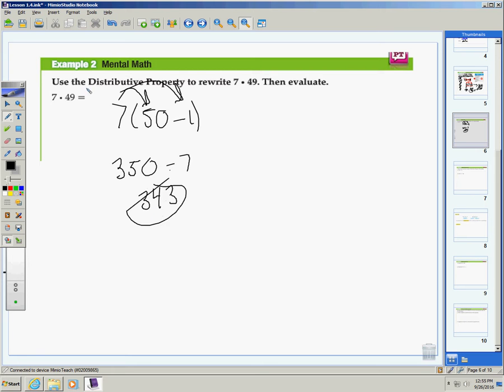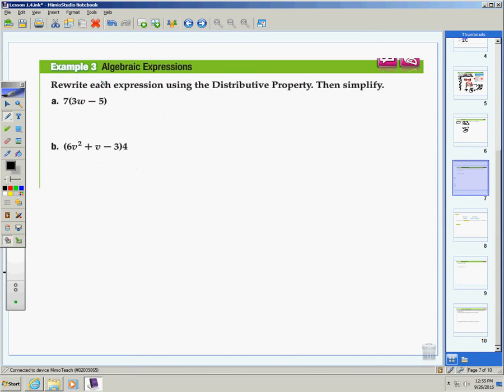However, if you see 7 times 49 in the real world, you're probably just going to multiply them together. So this is just a neat little trick you can use. If you didn't understand it, don't worry about it. I will never make you do this or expect you to do it. But what I will expect you to do is stuff like in example 3.